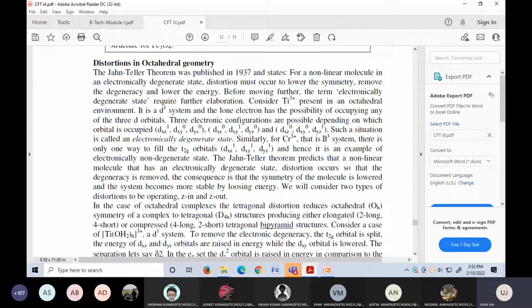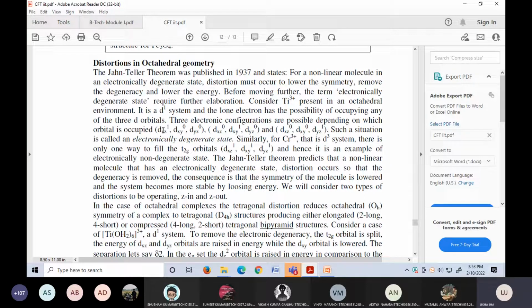It can stay in dyz. So now you're seeing that this single electron of titanium has an option to stay in either this or this or this. Such a condition we call electronically degenerate, or orbital degeneracy. The term orbital degeneracy means that since these orbitals are the same, the energy of dxz, dyz, dxy is the same. So the electron could have been in either of these.